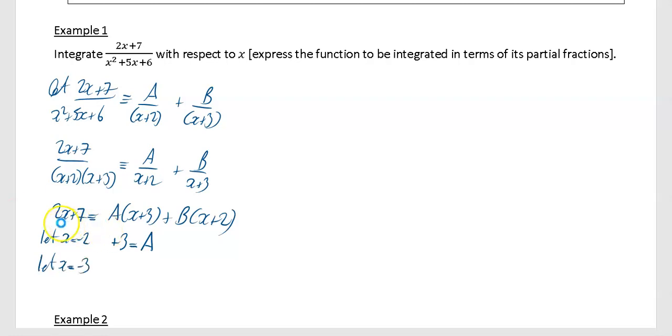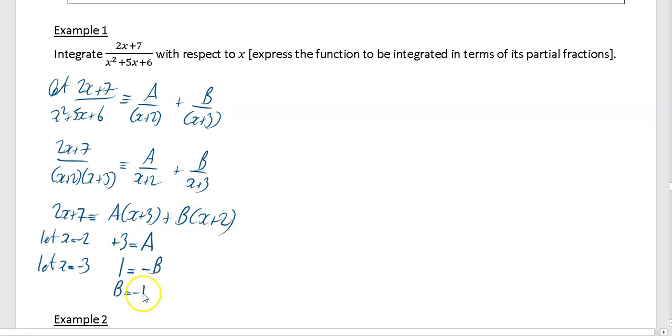So you've got your A, and also we're going to let x equal to minus 3. So we have 2 times minus 3 is minus 6, plus 7 gives you just plus 1. And put minus 3 into this. Minus 3 plus 3 gives you 0, so this A term disappears. And then minus 3 plus 2 is minus 1, so that's minus 1 times B, so minus B. So your B is equal to minus 1. So you've got your A and you've got your B.